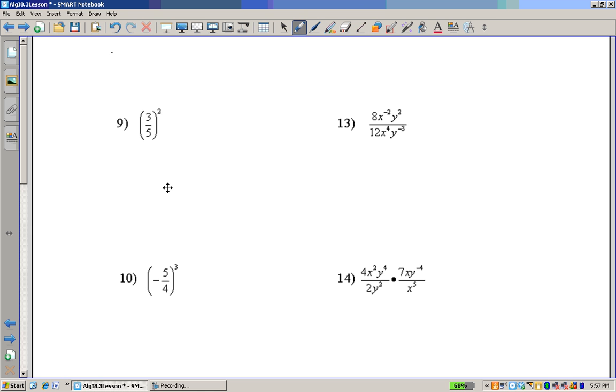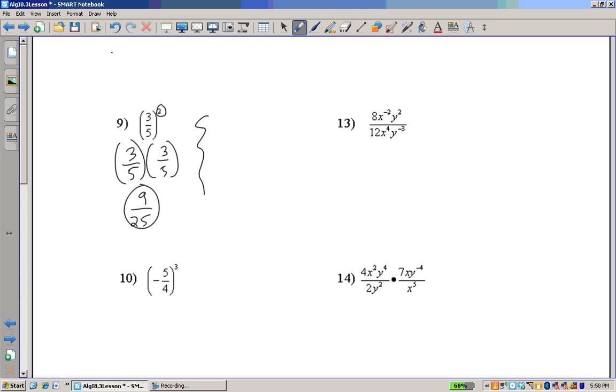3/5 squared. Now, when these exponents here are smaller, I like to try to see if I can just use the little Xerox copy method. Take exactly what you see inside, make 2 copies of it. So it's going to be 3/5 times 3/5. That's going to be 9/25.